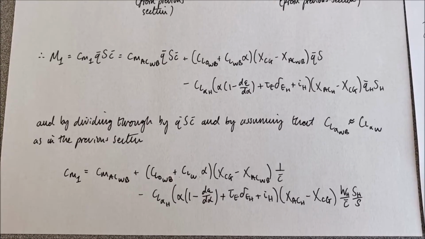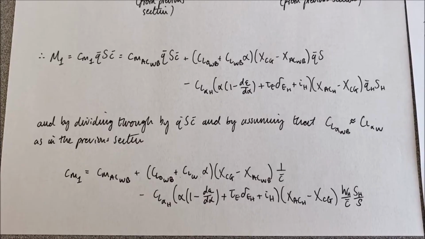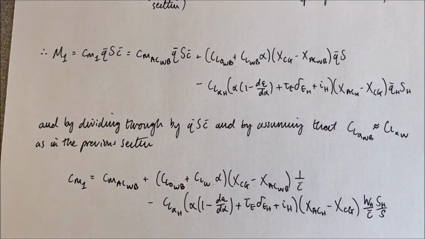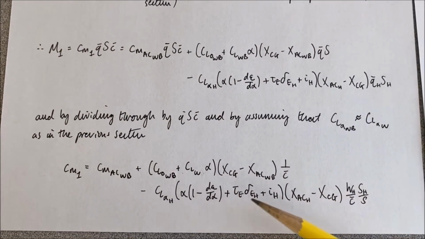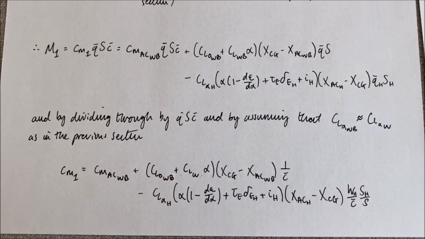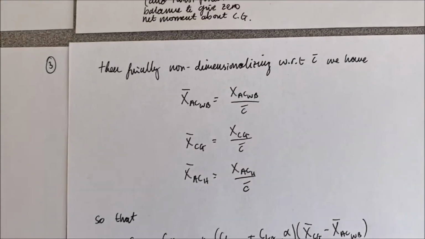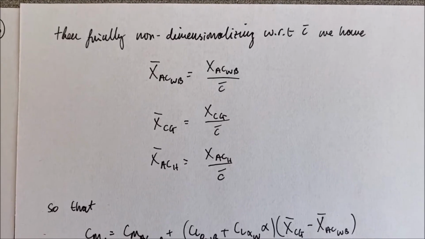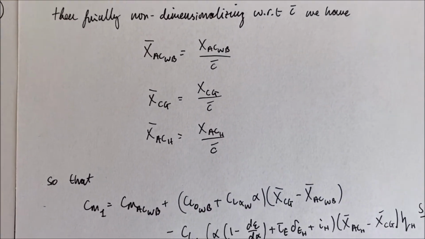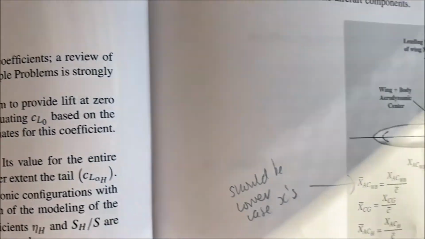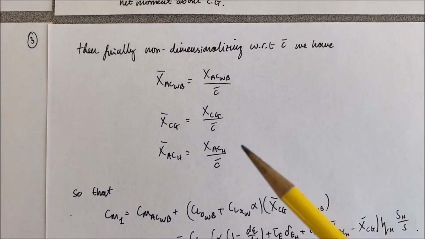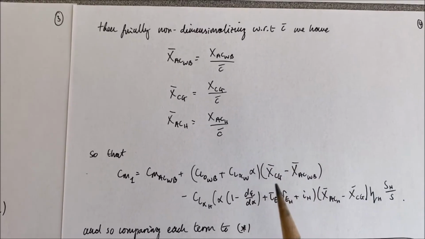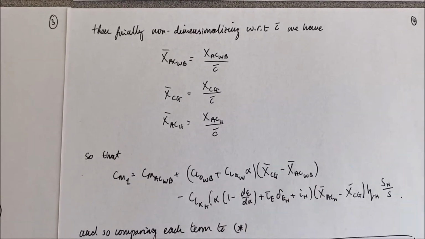Then the last thing we need to do with this equation, as I mentioned at the very start of this video, is non-dimensionalize these distances with respect to the mean aerodynamic chord. And these are the expressions used on that figure in the textbook, right? Figure 3.9. So they're just these ones. So we use those expressions to non-dimensionalize with respect to the mean aerodynamic chord. We put all of that back into our equation to get this.